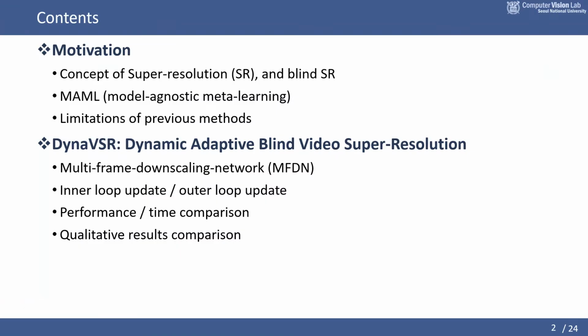Here are the contents. First, I will briefly introduce the motivation and the contribution of the work. It includes blind super resolution, meta-learning, MAML, and the previous works that use meta-learning for blind super resolution. Then I will explain the proposed network DynaVSR and its results.